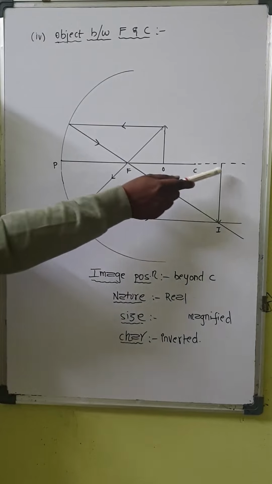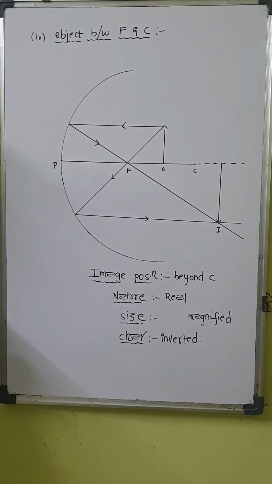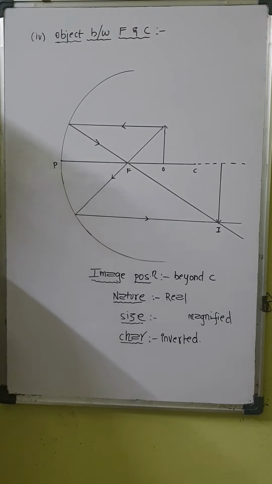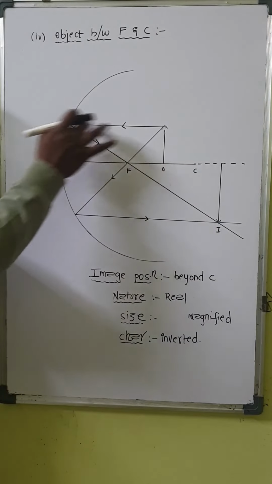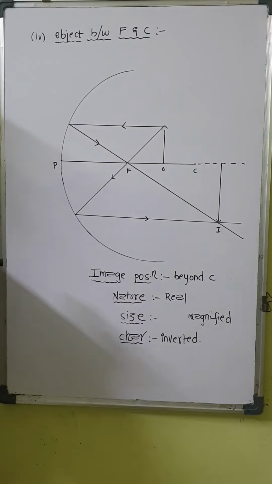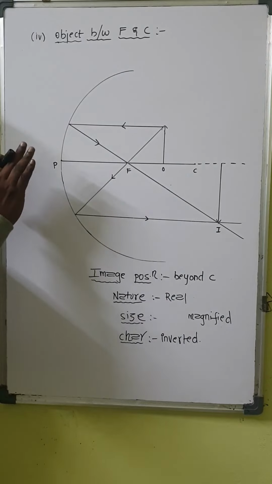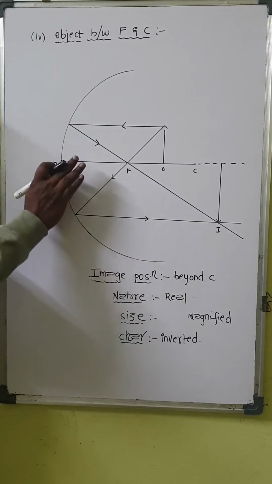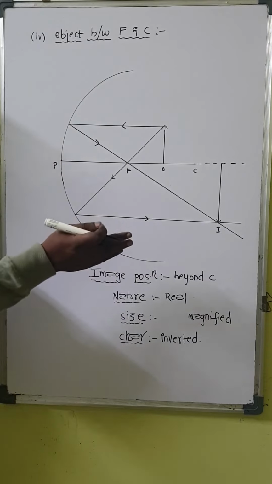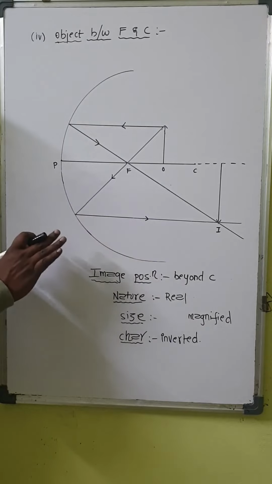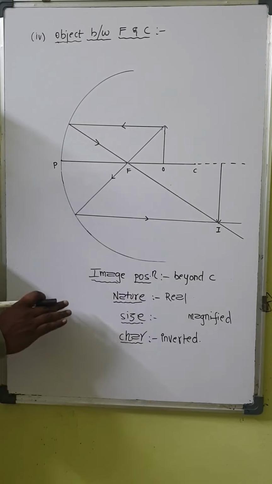Characteristic, as the image is formed below the principal axis, it is inverted. Okay. If anywhere you think that, sir, this is a ready-made diagram, we don't know how to draw these light rays, you can see my other video where I have explained how to draw. These are the image positions for object positions in front of a concave mirror. These are diagrams only. There is another video where you can see how to draw the diagrams. There you will understand how these light rays are drawn.